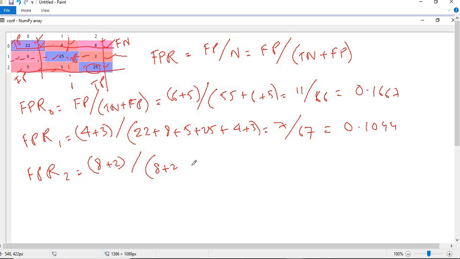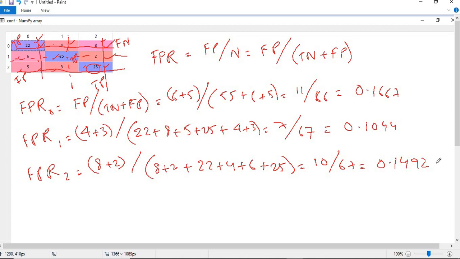again 8 plus 2, because the formula is true negative plus false positive. False positive is 8 plus 2, plus true negative, which is 22 plus 4 plus 6 plus 25, which is nothing but 10 by how much. 10 plus 22 is 32, plus 10 again 32, plus 42 plus 25 is 67. 10 by 67 is nothing but 0.1492. So this is how we calculate false positive rate.